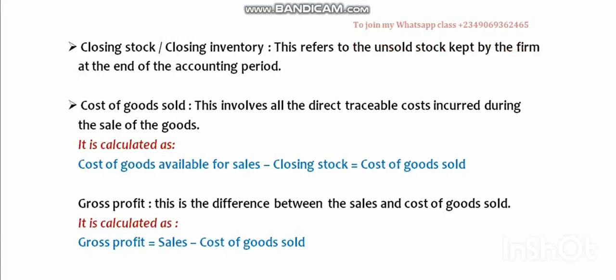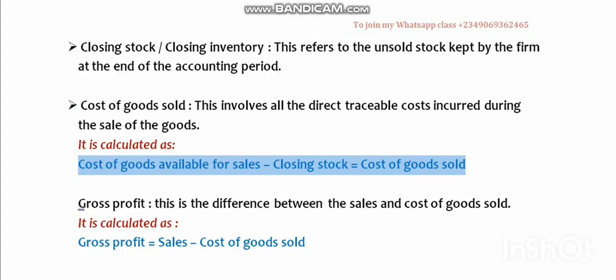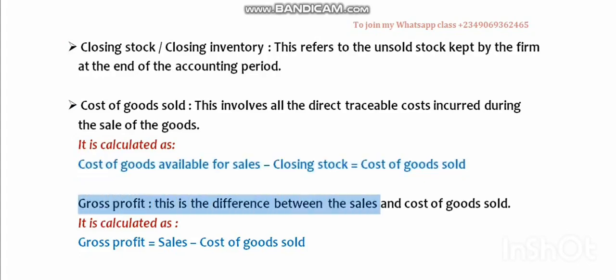Then you look at the gross profit. Okay, how to calculate the cost of goods sold? You start with cost of goods available for sale minus closing stock. It will give you what? Cost of goods sold. Then we look at this one, gross profit. Gross profit is the difference between the sales and the cost of goods sold. So when you subtract the cost of goods sold from the total sales, the difference will be there. The difference will either be gross profit or gross loss.